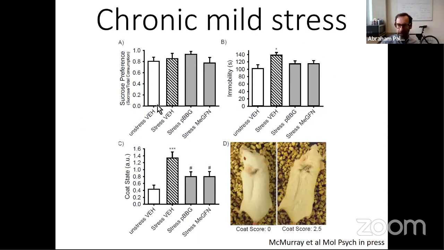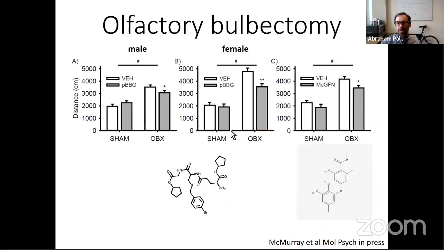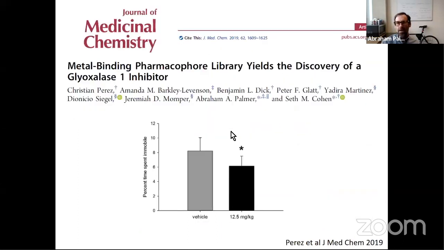And then also looking at chronic mild stress, which I won't describe, but a paradigm in which the animals are stressed for several weeks and start to show various behavioral differences, we were able to block or reverse those differences by using two molecularly distinct small molecule inhibitors of GLO1. And also using olfactory bulbectomy, which is yet another model. And then finally, most recently, we've worked with a medicinal chemist here, Seth Cohen, at UCSD, to develop additional small molecule inhibitors that may have more advantageous properties for inhibiting GLO1, and we find them also to show the same kind of efficacy as antidepressants.